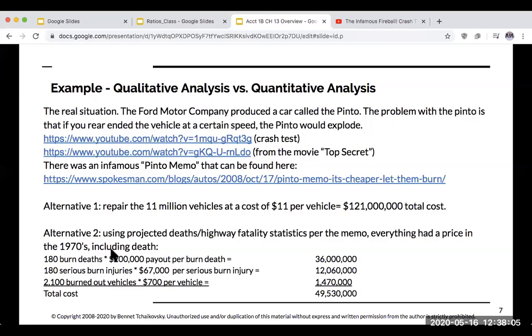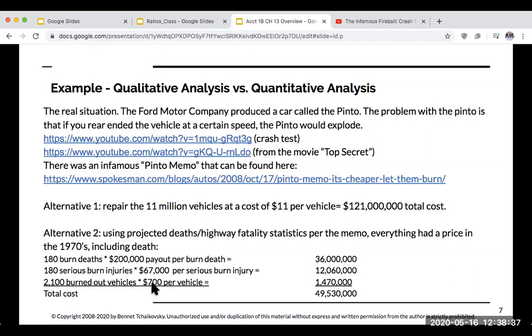And so what they did was they said, okay, if we allow this product to go out into the marketplace, we're predicting that 180 people will die, and we'll have to pay them out $200,000 per person per death. This is back in the early 70s, so this was obviously different monies. 180 serious burn injuries, we would have to pay $67,000 per serious burn injury, and then 2,100 burned out vehicles that would cost us around $700 per vehicle.